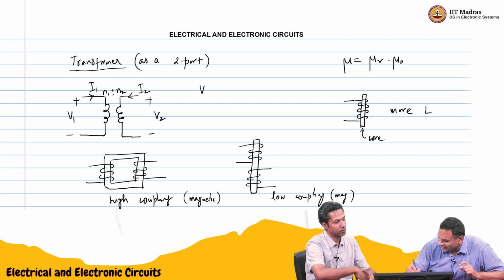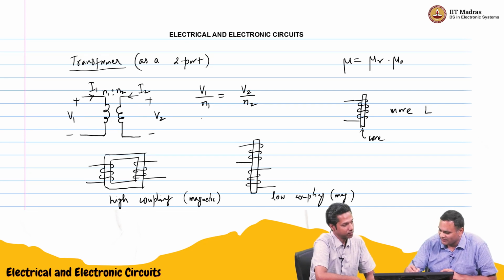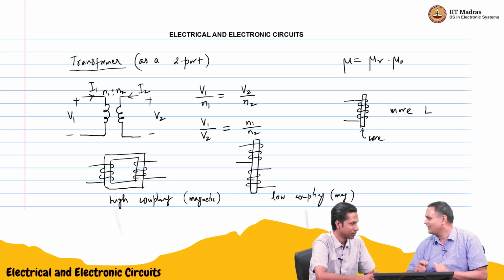So you can write it like this: V1 by N1 will be V2 by N2. Or V1 by V2 equals N1 by N2. This is written in many ways. The more common electrical way of writing it is like this, because you are interested in the ratio of voltages. But what you are saying is right: V1 by N1 is V2 by N2.